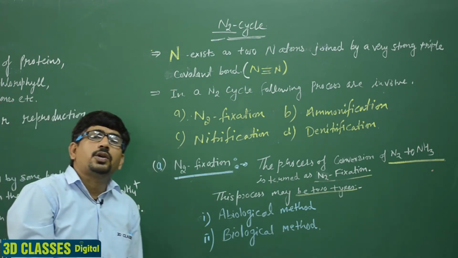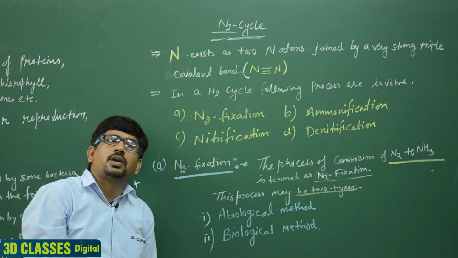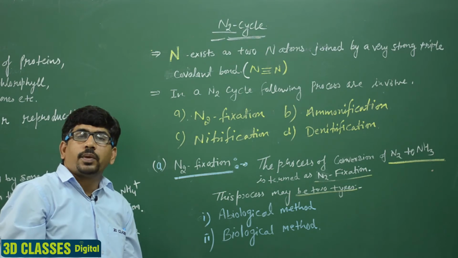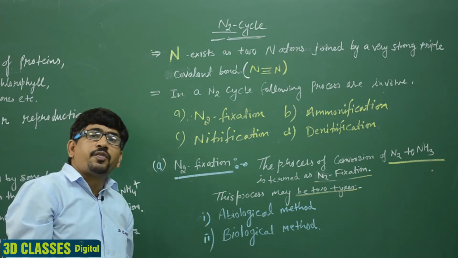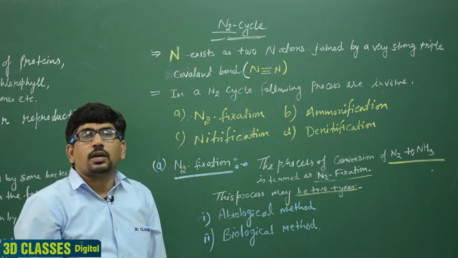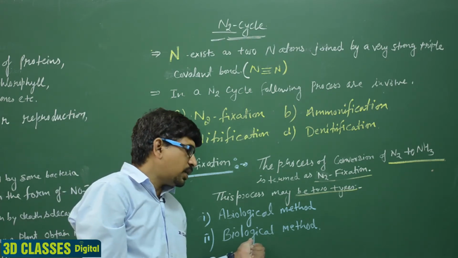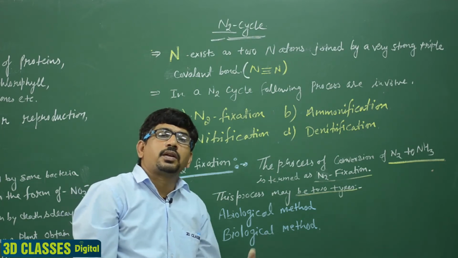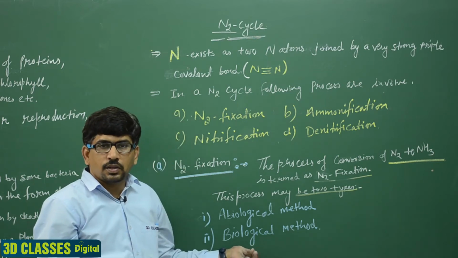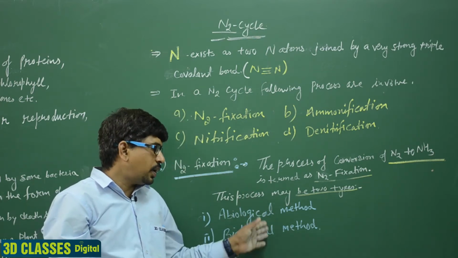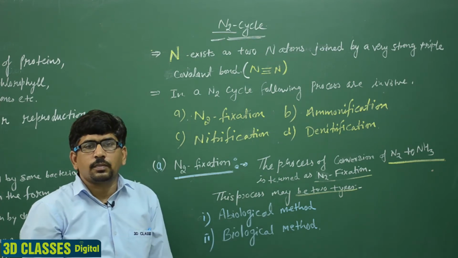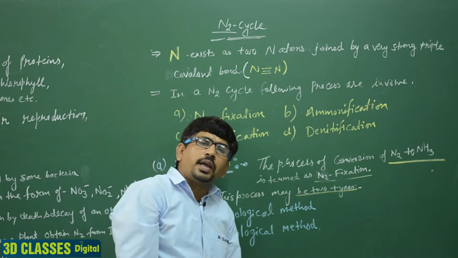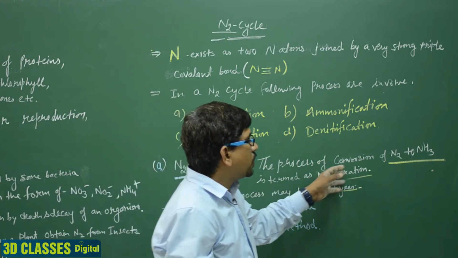This fixation may be of two types: first, abiological, or second, biological. Abiological means without any living being; it may be a physical or chemical method. The second one is the biotic method, a biological method, which means living beings are involved. It means nitrogen bacteria are involved in the fixation of nitrogen. So we will discuss both; first we discuss the abiological method of nitrogen fixation.